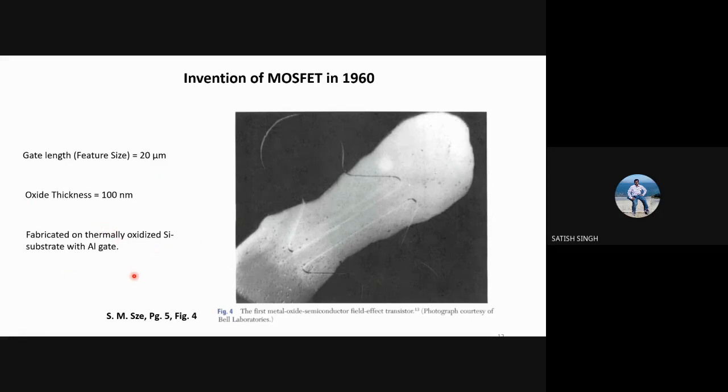So this was some of the information about the MOSFET that was built in 1960. The main points we have to understand: first of all, this device was made on a silicon substrate following the aluminum gate process. Then the feature size, or the gate length, was around 20 micrometer, and the oxide thickness was 100 nanometer. These are some of the features of this particular MOSFET built in 1960.